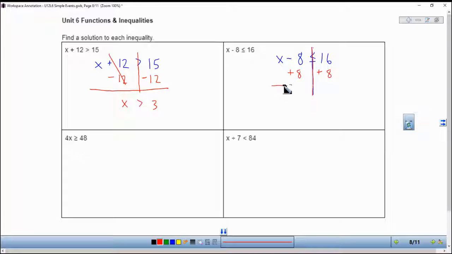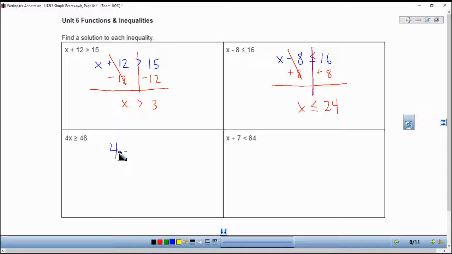I think this has been on Throwback Thursday a few times too, so we will have seen this more recently. Minus 8 plus 8, those cancel out, and you're left with x is less than or equal to 16 plus 8, which is 24. So any number x less than or equal to 24 would work for that inequality.